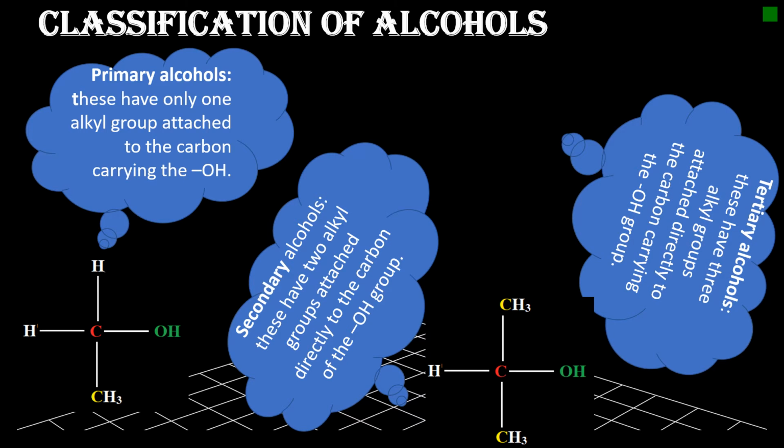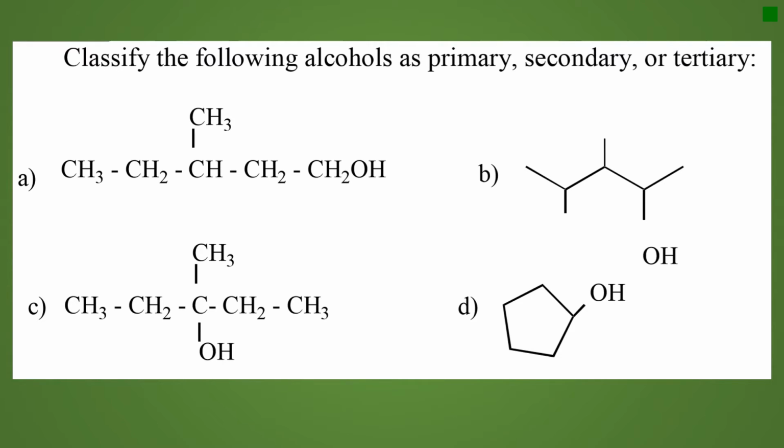The last but not the least is tertiary alcohols. These have three alkyl groups attached directly to the carbon carrying the OH group. An example, you can see the carbon in red is attached to three other carbons, and it is a tertiary carbon, so the molecule is a tertiary alcohol. Let us continue with the exercises. Classify the following alcohols as primary, secondary, or tertiary alcohols. Feel free to pause the video and try the exercises, and after you continue.